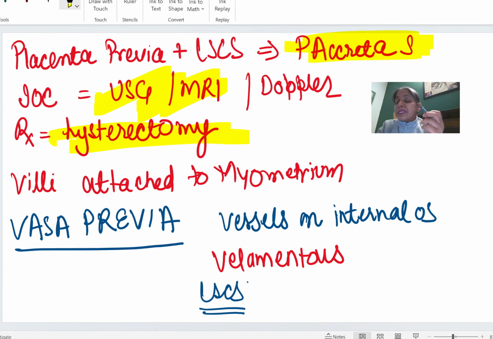Filamentous placenta means vessels separate before the cord inserts, and then the vessels insert on the membrane. Filamentous placenta is another name for membranous placenta. Now when these separated vessels come on the internal os, this is known as vasa previa. What is the management of vasa previa? The management is cesarean.